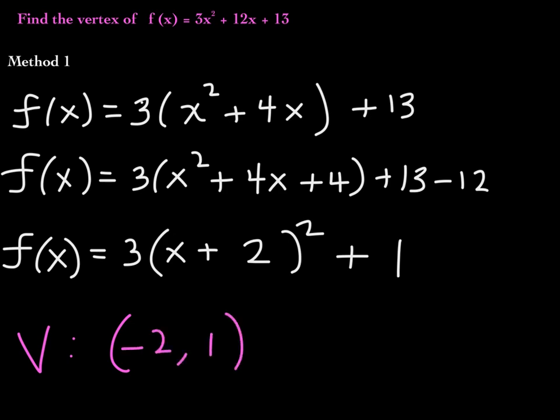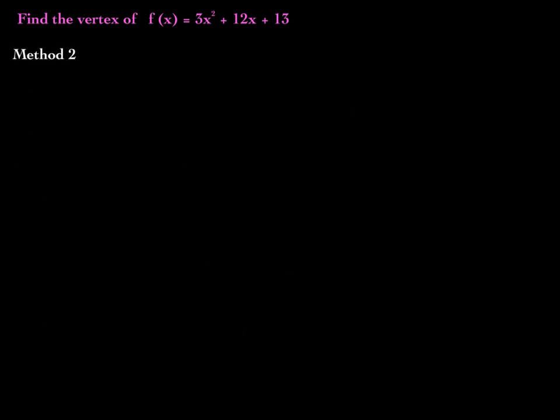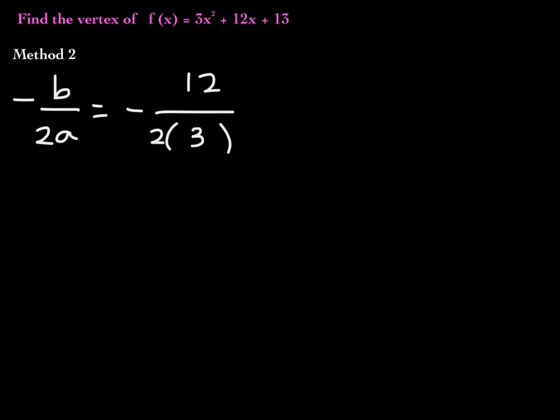There it is. All right? Let's find the vertex again, but this time using the vertex formula, which is method 2. Now remember the vertex formula is negative b over 2a. All right, so here we go. Negative, and then your b value is 12. Your a value is 3. So then this turns out to be negative 12 over 6, so negative 2.